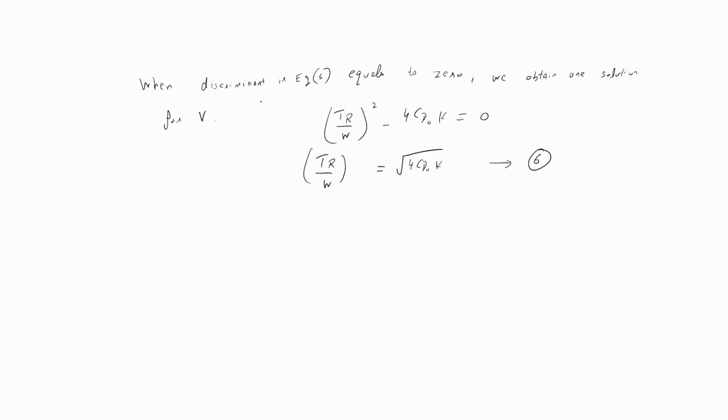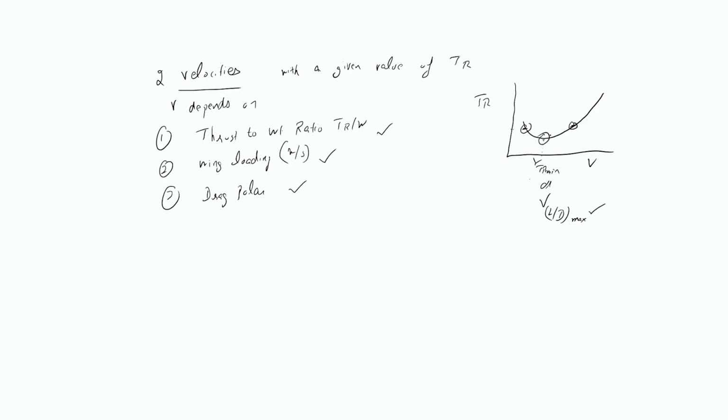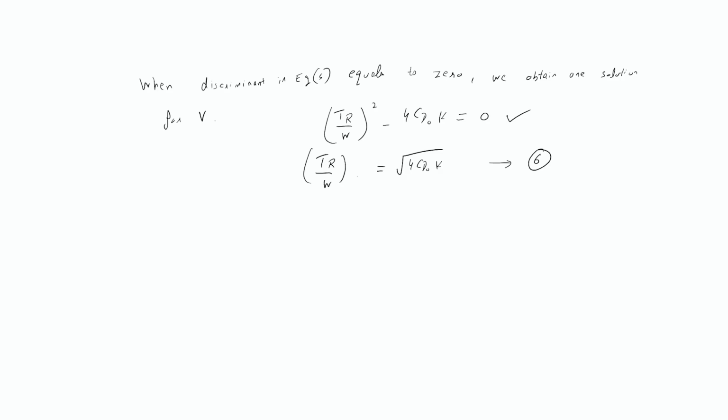Now we equated this equation equals to 0, so that corresponds to this point. So that point is thrust required minimum. So we can easily write over here that this condition is for thrust TR by W minimum.